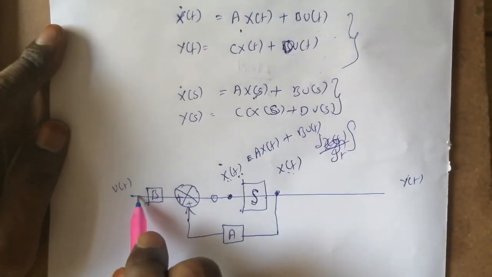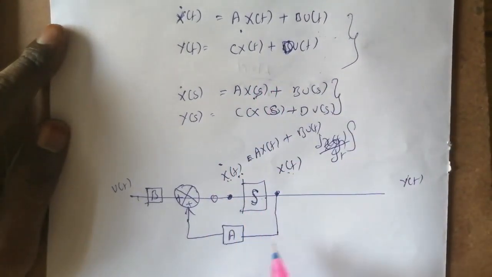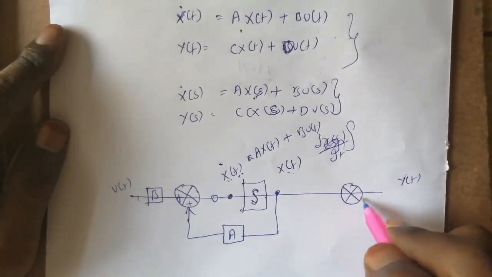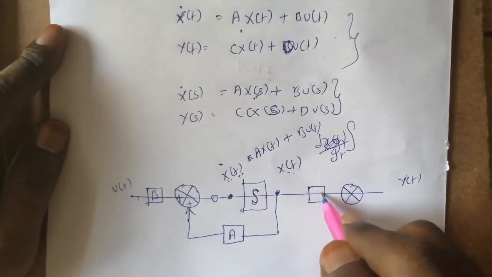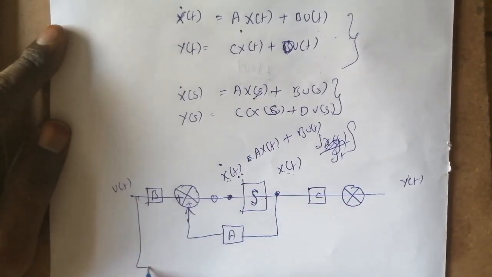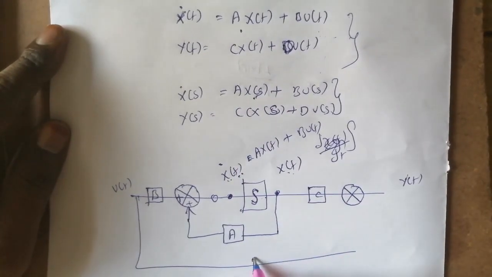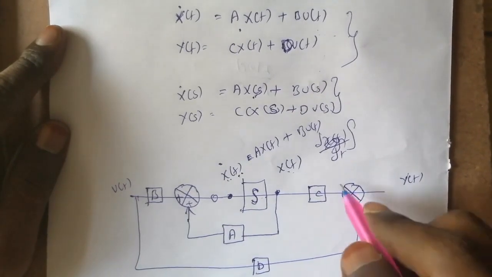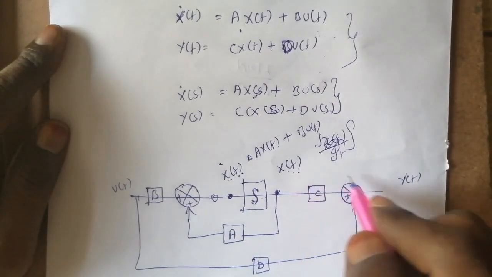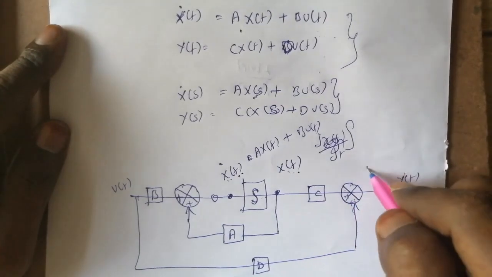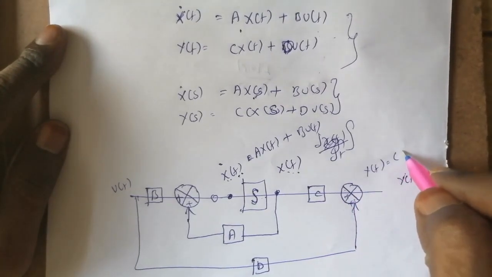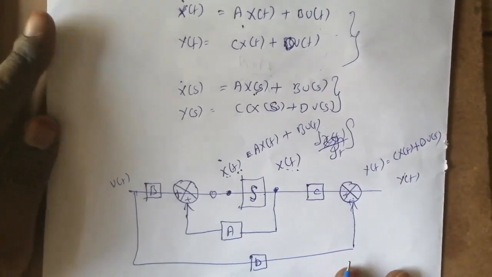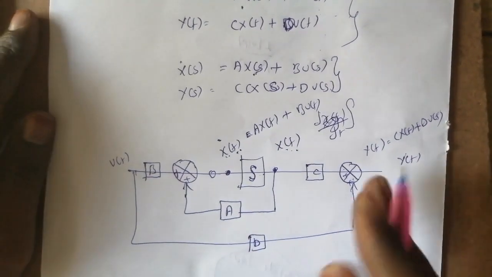Now we have to obtain the output equation. Here again you have to add a summing point, and c is a multiplier, and here d, plus plus. So here you will get cX(t) plus dU(t). Finally y(t) equals c into x(t) plus d into u(t). This is the block diagram representation of the state model equations.